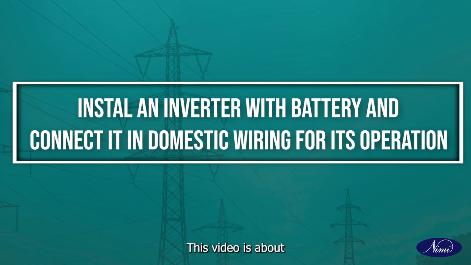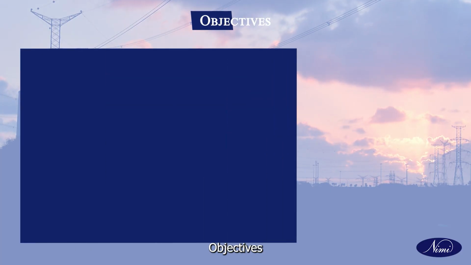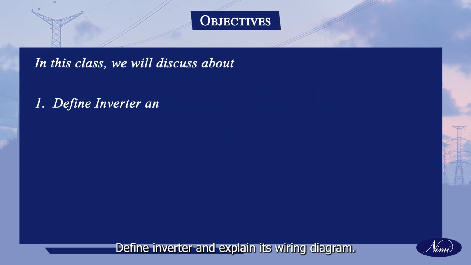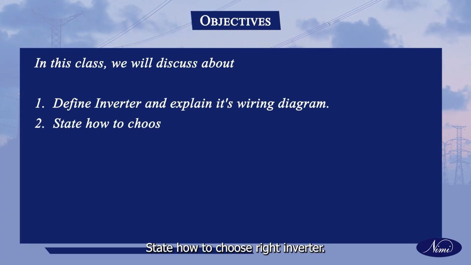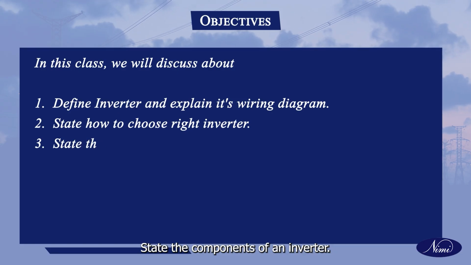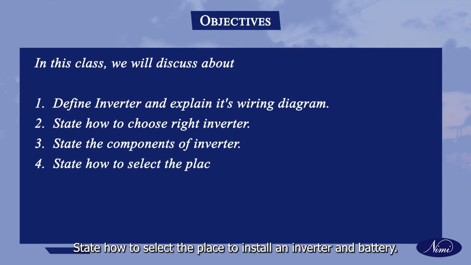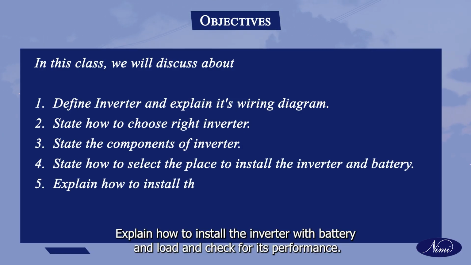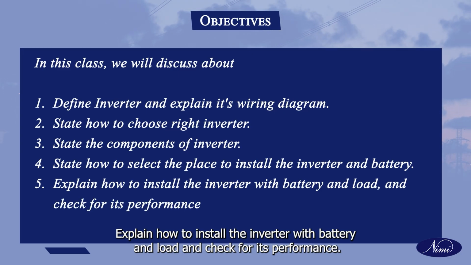This video is about installing an inverter with battery and connecting it in domestic wiring for its operation. Objectives. In this class, we will discuss how to define inverter and explain its wiring diagram, state how to choose the right inverter, state the components of an inverter, state how to select the place to install an inverter and battery, and explain how to install the inverter with battery and load and check for its performance.